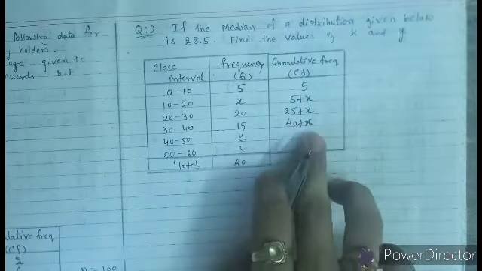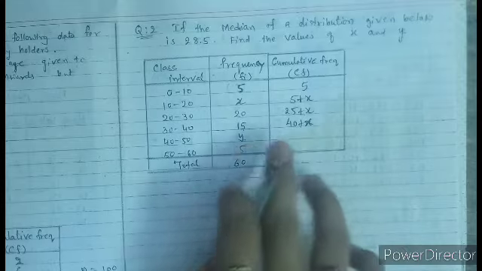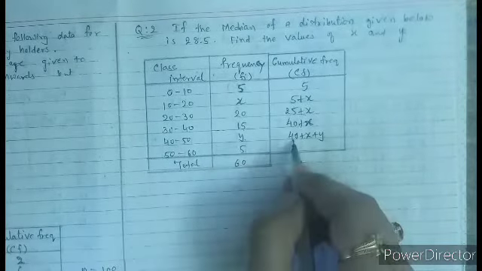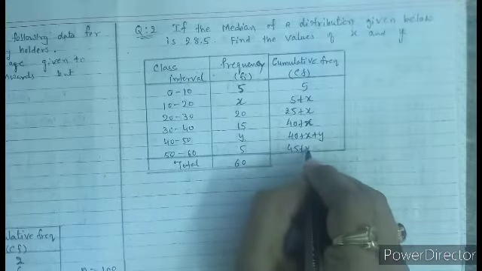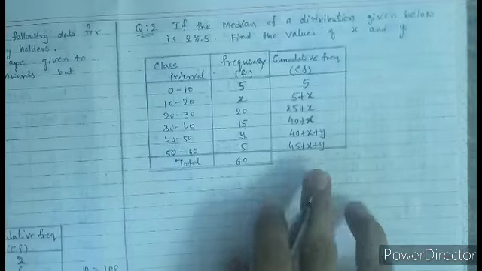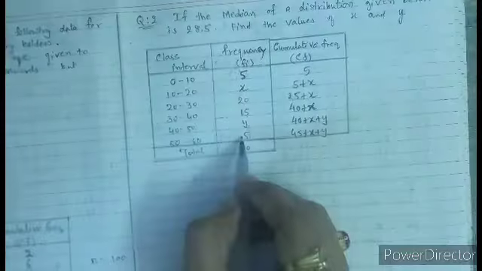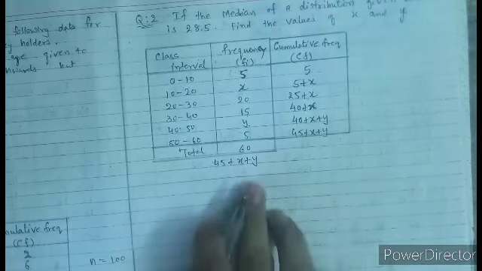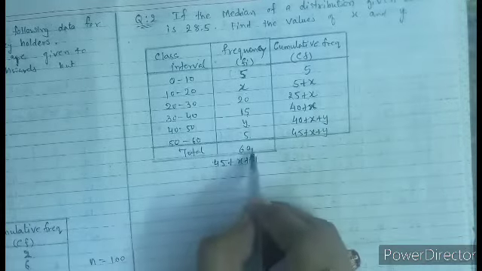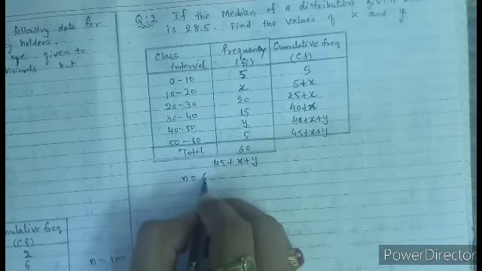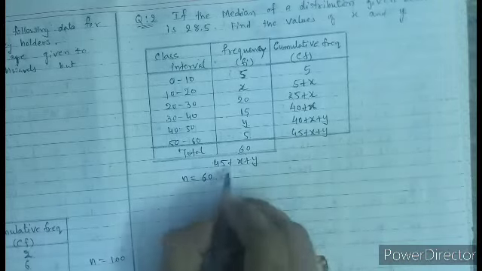Then we have to add 40 plus x plus y. We don't know x as well as we don't know y, so it will be 40 plus x plus y. Then 40 plus x plus y plus 5. 40 plus 5 will be 45 plus x plus y. So this way we can get the cumulative frequency in all these terms. Now if you take the total of all the given frequencies, you will get the same thing, that is 45 plus x plus y. It means the total number of observations is equal to 45 plus x plus y. So we can write n equals 60 and 60 equals 45 plus x plus y.